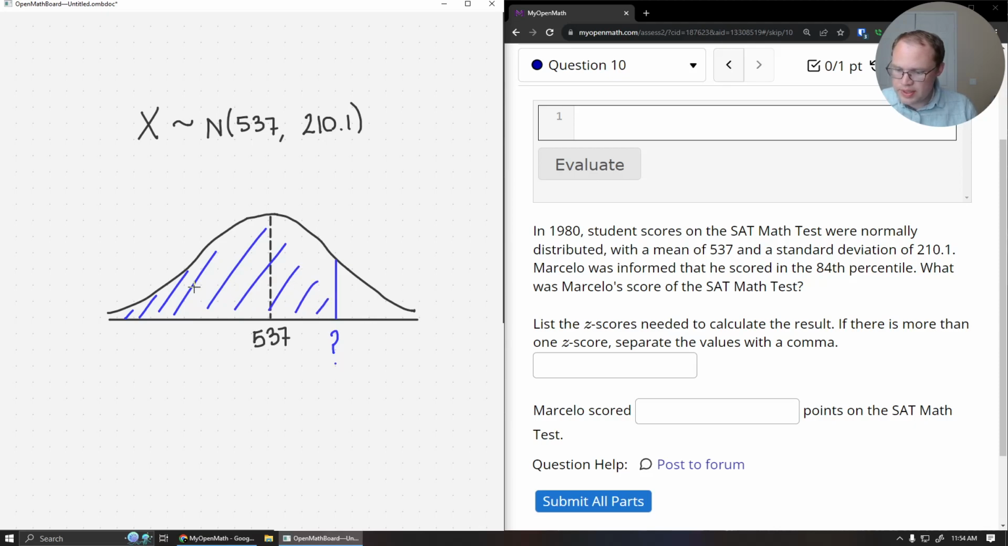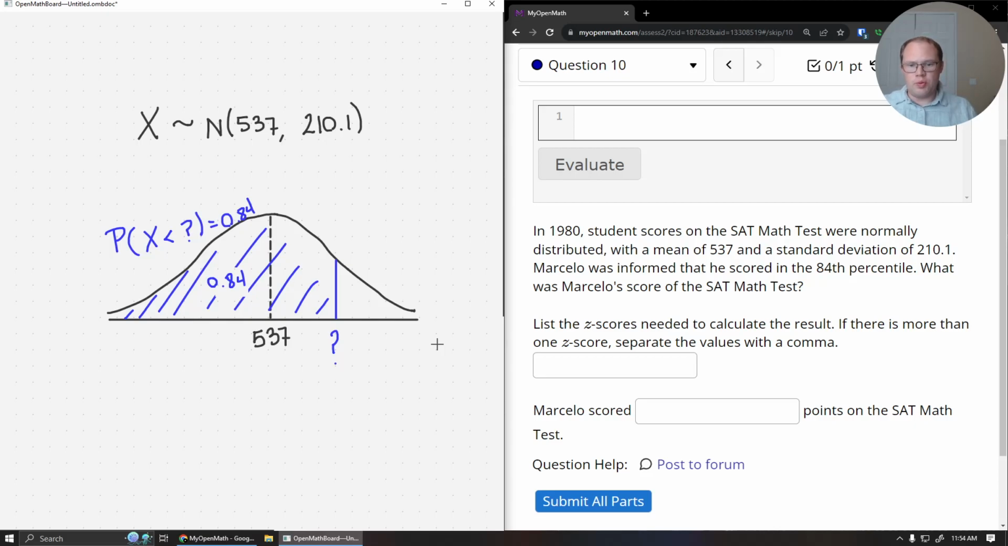We want this area to be equal to 84% or 0.84. We want to find this mystery score. Another way to say this is the probability that x is less than this mystery score is 0.84. If we just pick someone at random who took this SAT test, 84% of them will have scored less than Marcelo's score.